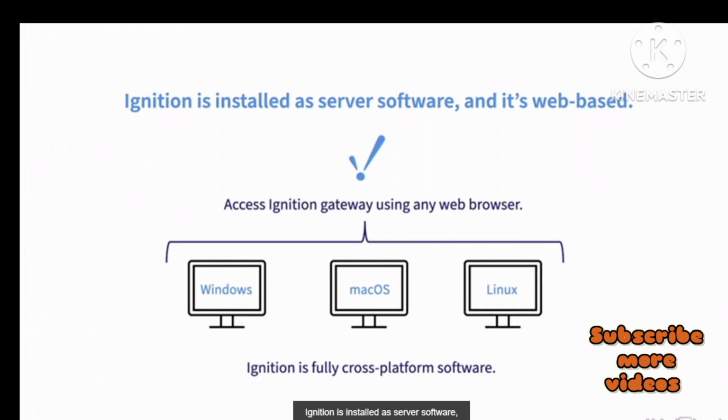Once you save the project, you can then access it using many local or remote applications or devices. Ignition is installed as server software and it is web-based, so you can access the Ignition Gateway using any web browser. Ignition is fully cross-platform software, meaning it can work with Windows, Mac, and Linux servers.